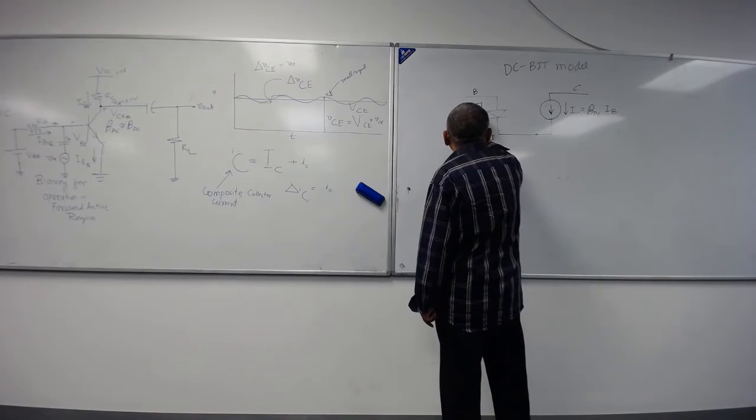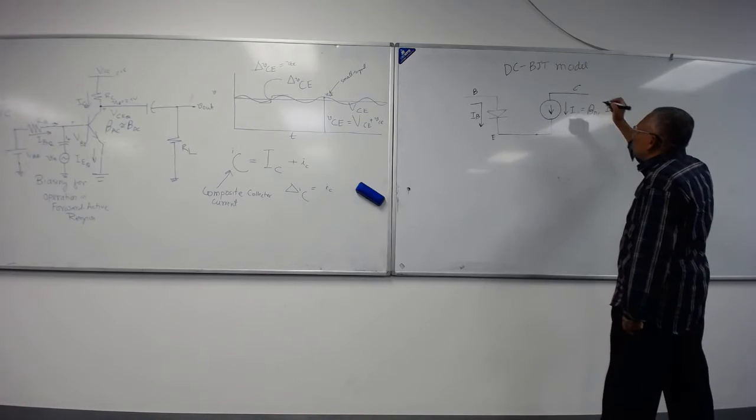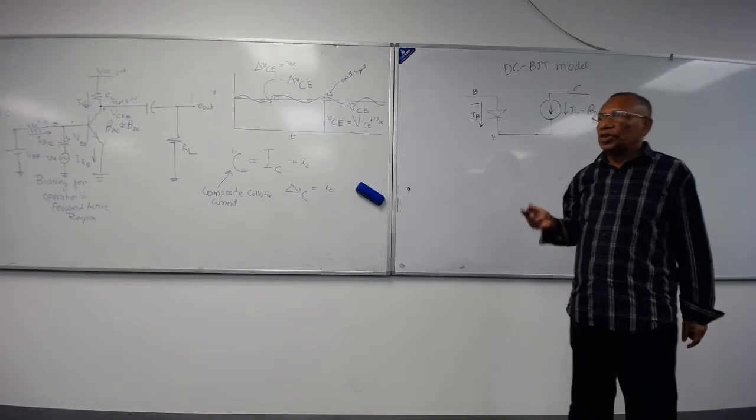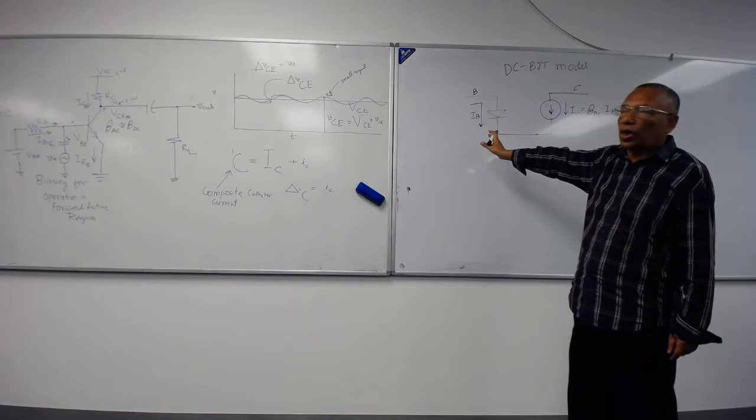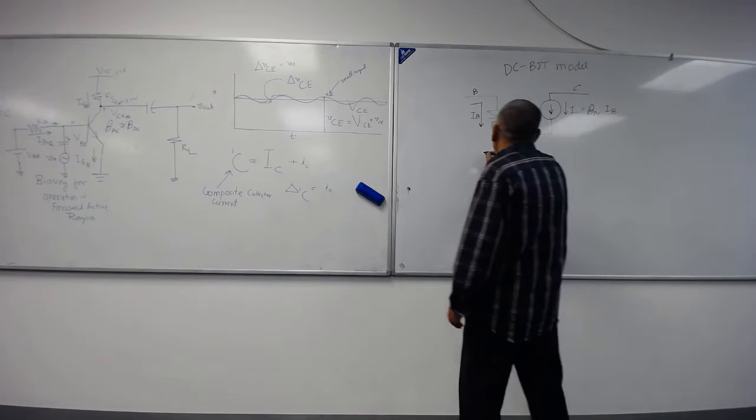This is the IB. This is IC, this is the collector and emitter. So this is a large signal model, isn't it? You can show it with DC like this, or you can show it with the composite also like this.